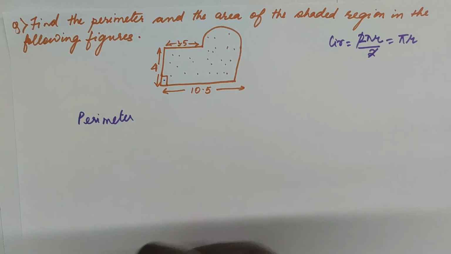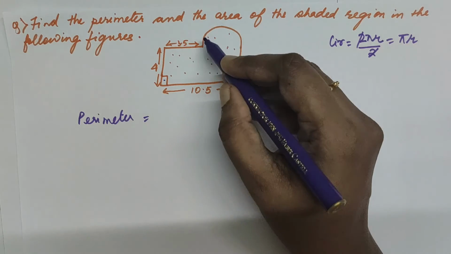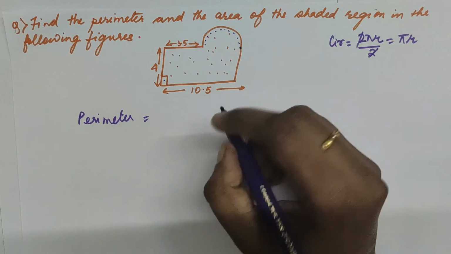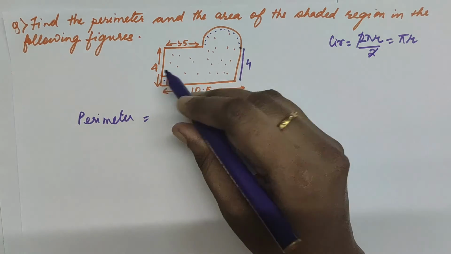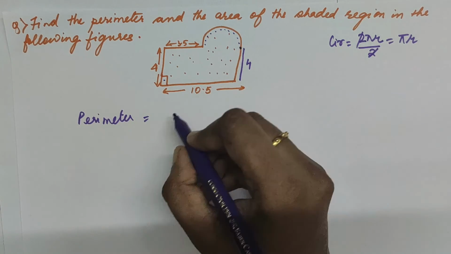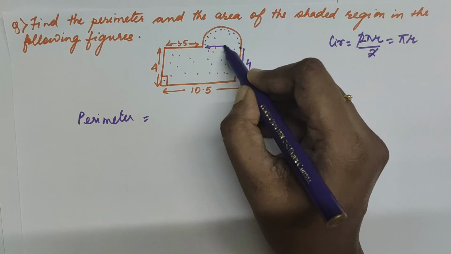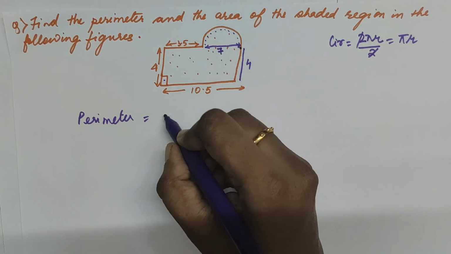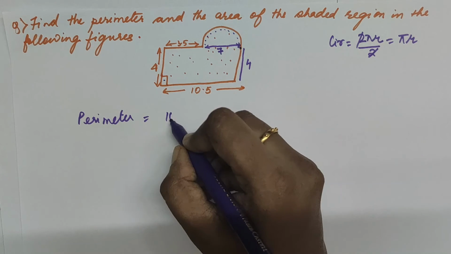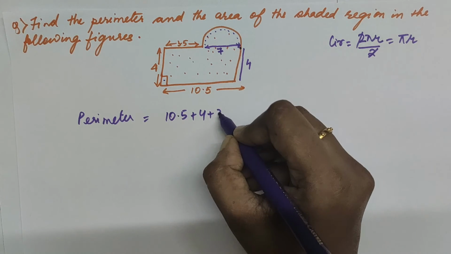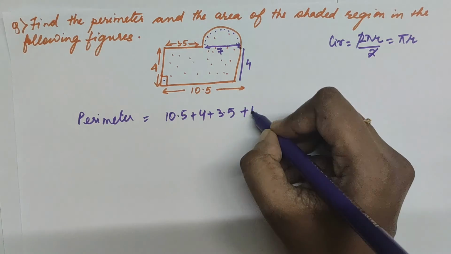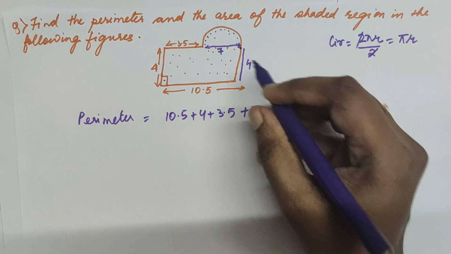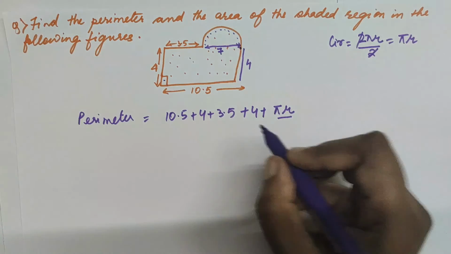Now if I start with the perimeter, it is just the boundary, so I have to calculate the semicircle's circumference, and then we have this side as 4 because this side is also 4. This we know already. So what is the remaining side here? 10.5 minus 3.5, so we get a 7. So let me write the formula here. 10.5 plus 4 plus 3.5 plus 4 plus pi r. Now what is this pi r? This is the curved part here.